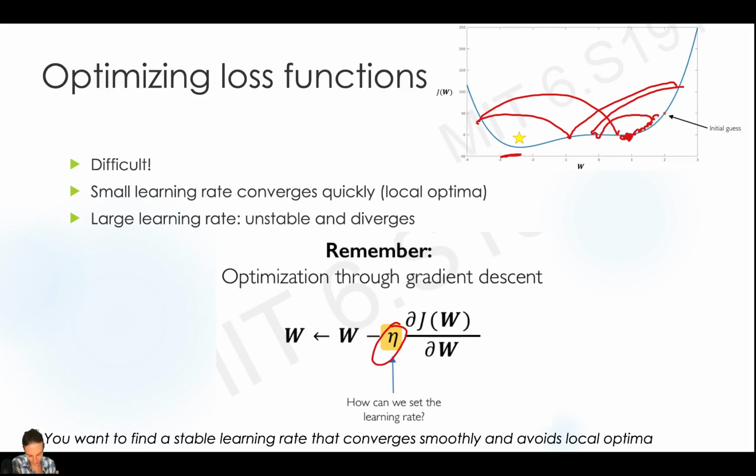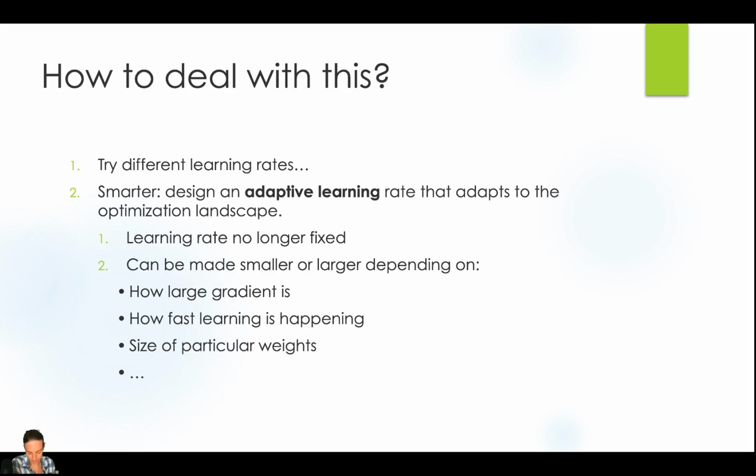So if you see your loss function going up and down, try a smaller learning rate. Okay. So our goal here is to find a stable learning rate that converges smoothly and still avoids local optimums, so is big enough to avoid those local optimums. Maybe smarter is we can design an adaptive learning rate that adapts to the optimization landscape. In this case, the learning rate is not a fixed constant, but it can be made smaller or larger depending on how large a gradient is or how fast the learning is happening, maybe the size of particular weights, etc.